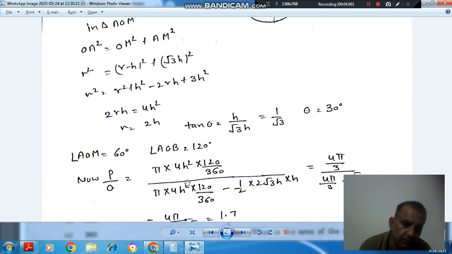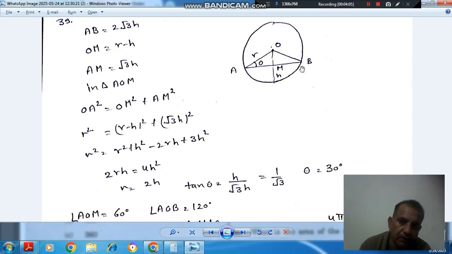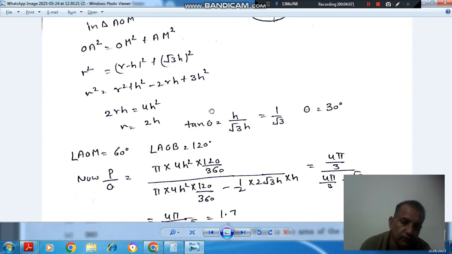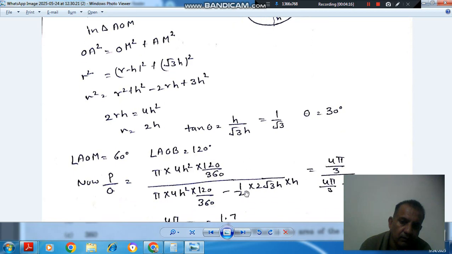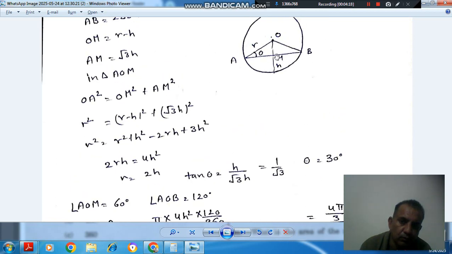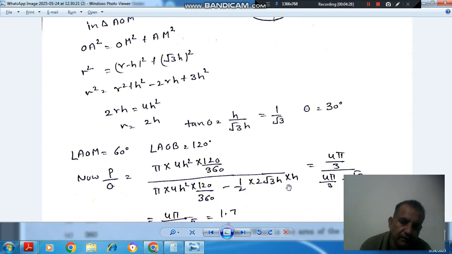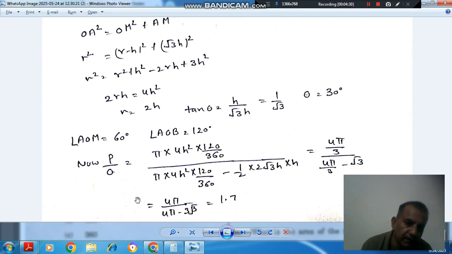So the area of OAB is the same as we have taken here, pi into 4h square into 120 by 360, and the area of this triangle is 1 by 2 into base 2 root 3 h, and into height, because this is R, so this is h, so the height is h. So solving this we get P by Q equal to 1.7.